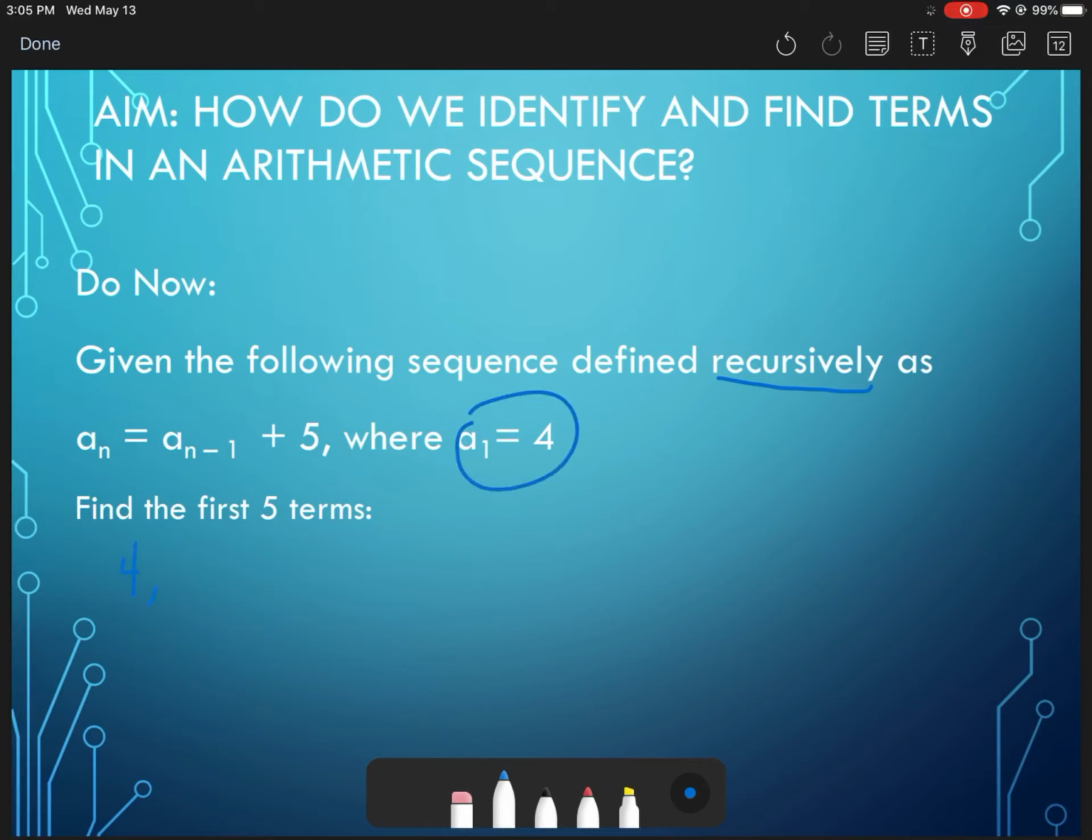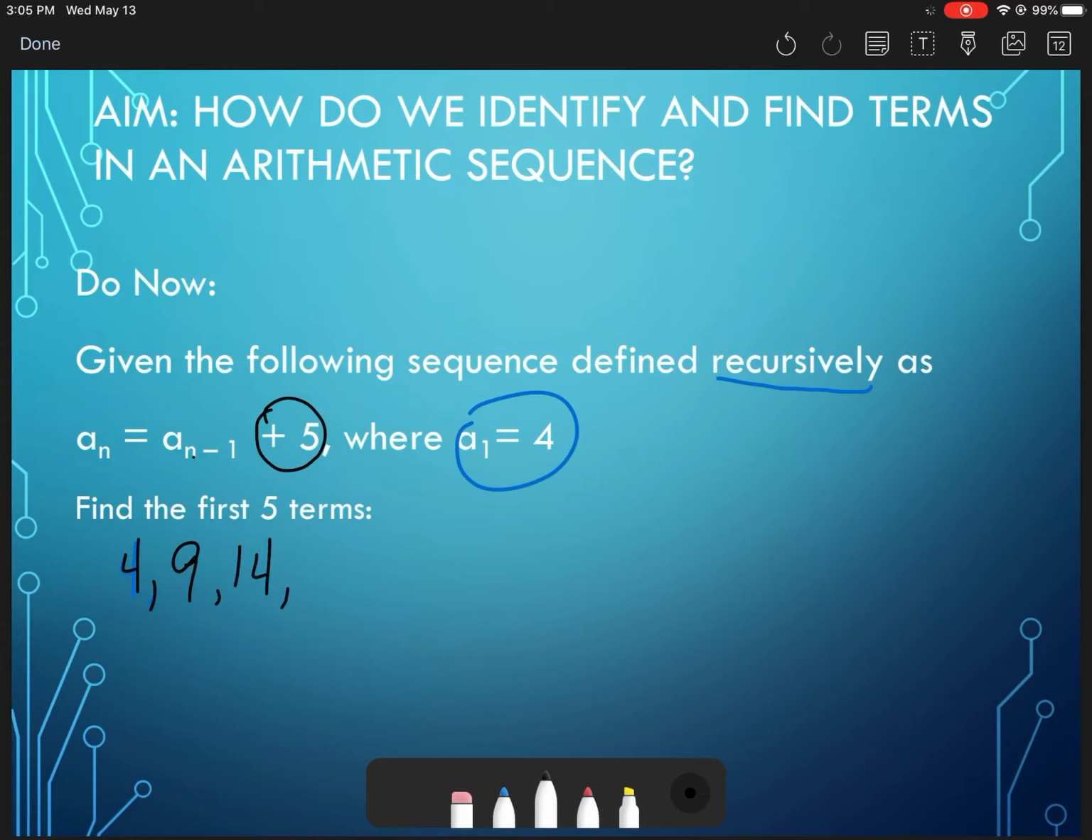And then they give you what you're basically adding onto each number to get to the next one. So in a recursive formula, you always have to know what the previous number is. For this one, we're going to start with 4, okay? And then to get the second term, we're going to add 5 to it because it says a sub n minus 1 plus 5. 4 plus 5 gives us 9. Now that we know the second term, we can find the third term by again adding 5. 9 plus 5 is 14.